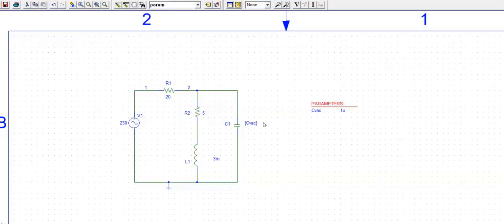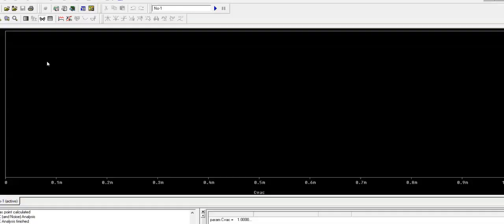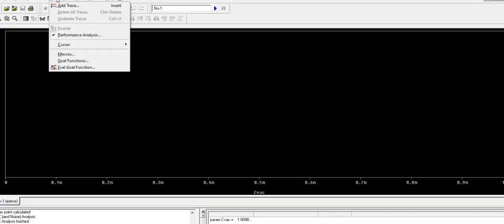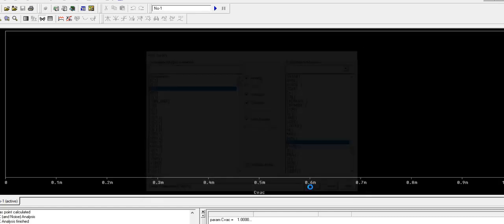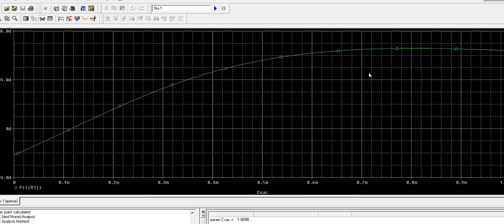Now we want to know at which capacitance our resonance is obtained. We know that at resonance our admittance of these two is equal, so the angle between current is 0. So let's take the angle of the current IR1. Now if you want to take the angle, go to trace, add trace, the right hand side, scroll down and select P, which means phase, P of IR1. So this is our phase angle of IR1.